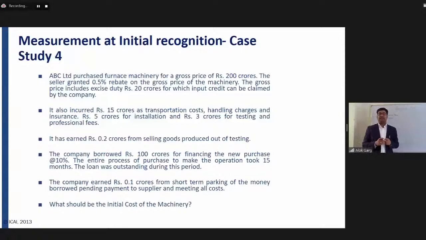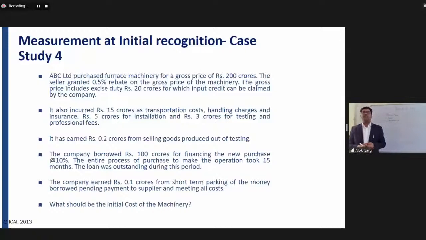can be claimed by the company. Or you can say it includes GST because there is no concept of excise duty now, it is GST. So the gross price includes GST of rupees 20 crore, which is a refundable tax, not a non-refundable tax. So if it is a refundable tax, it is required to be deducted. Am I right? Non-refundable tax is required to be capitalized.